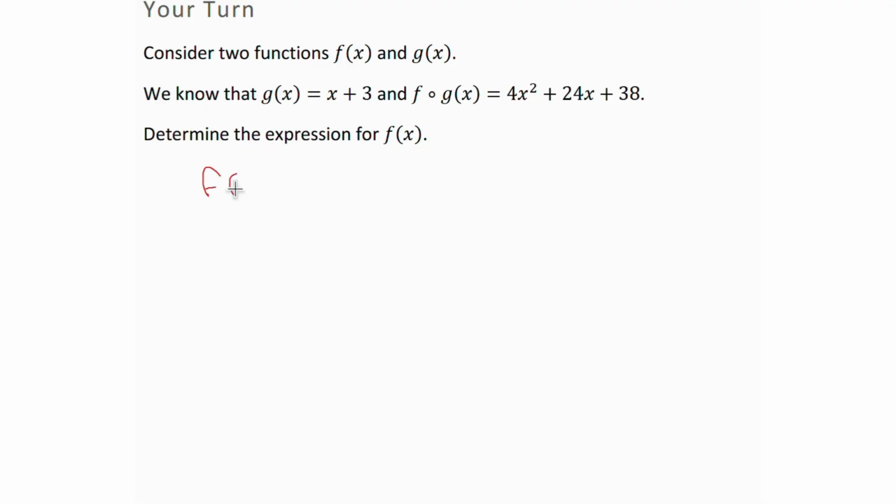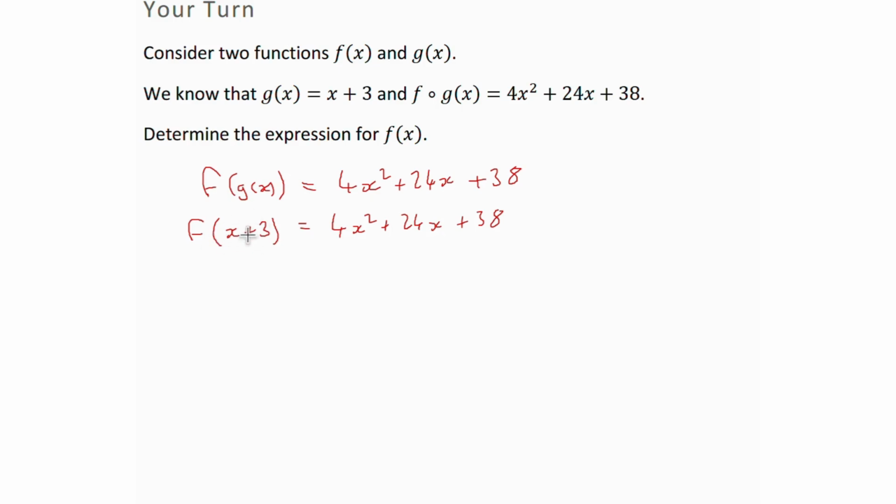We know that f of g of x is equal to 4x squared plus 24x plus 38. That is, f of x plus 3 is equal to 4x squared plus 24x plus 38. Now, for us to input x plus 3 into a function and get a squared out, f must be a quadratic function.